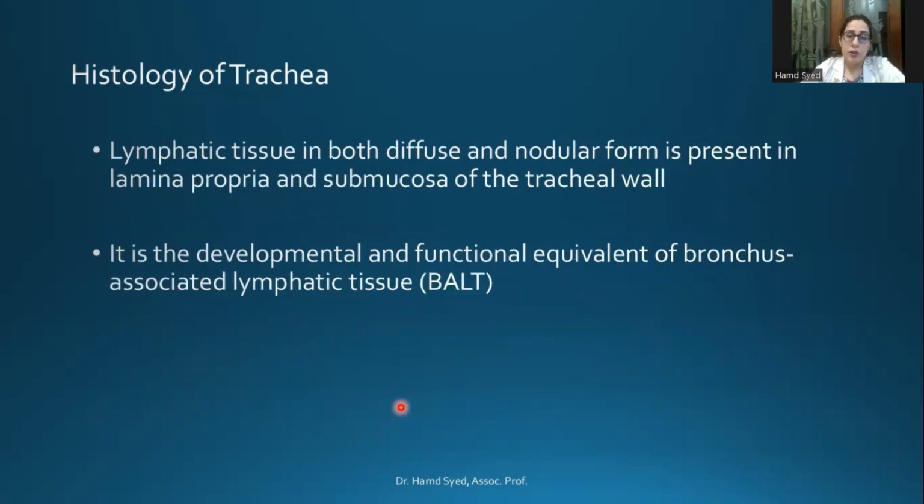Within the tracheal wall, there is lymphatic tissue present in both diffuse and nodular form in the layers which are lamina propria and submucosa. This is actually the component of BALT, that is the bronchus-associated lymphatic tissue. So this has an essential role in immunity and the defense system against microorganisms and other harmful foreign particles.